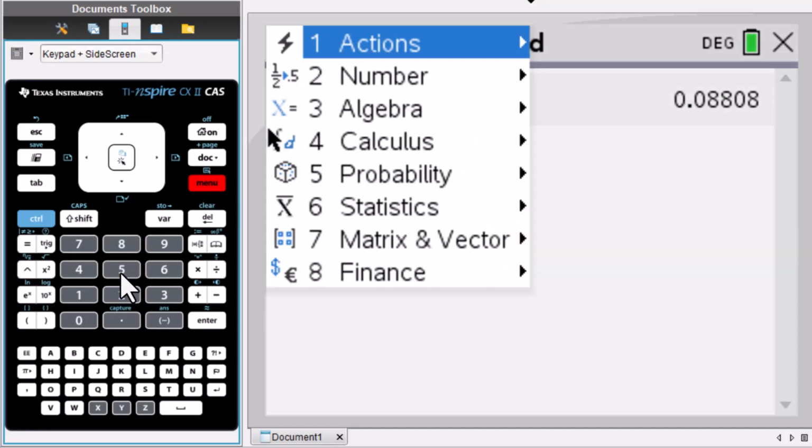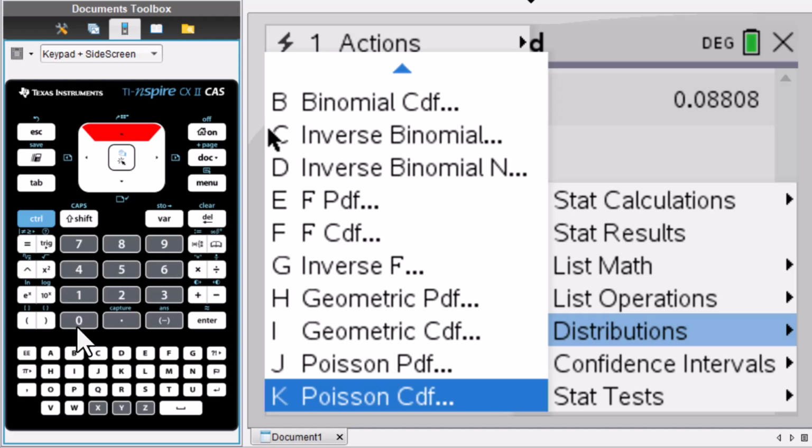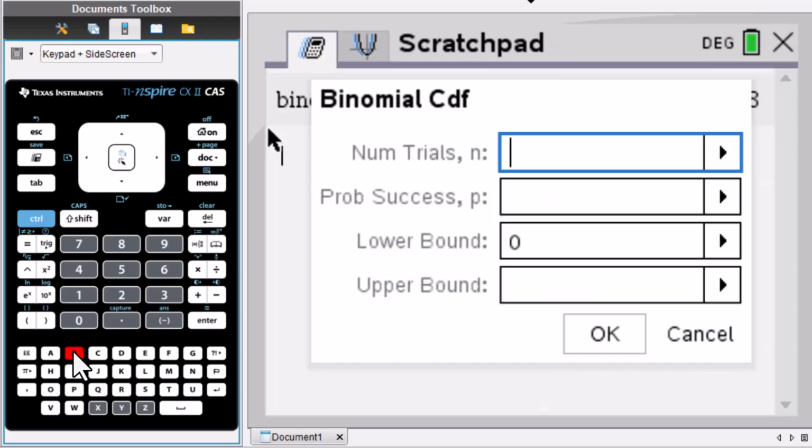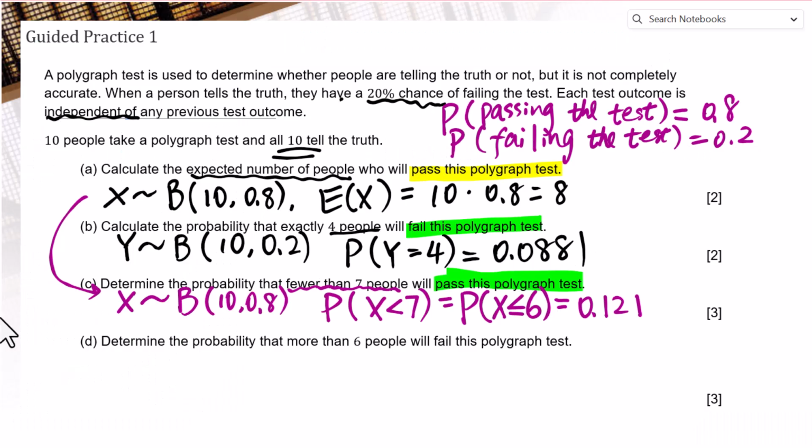Go to menu 6, 5. Upper arrow button. B, Binom CDF. N is 10. Probability is 0.8. Lower bound is 0. Upper bound is 6. Enter, enter. The answer is 0.121. Let's go to D.